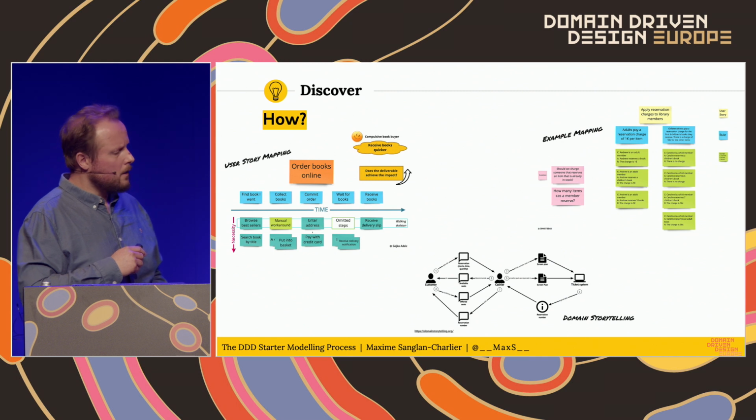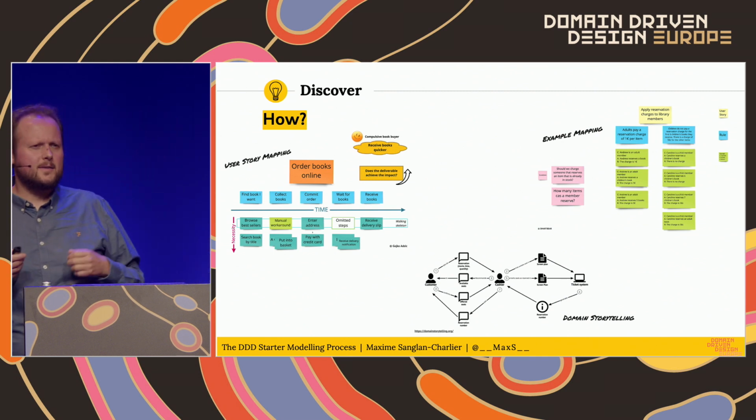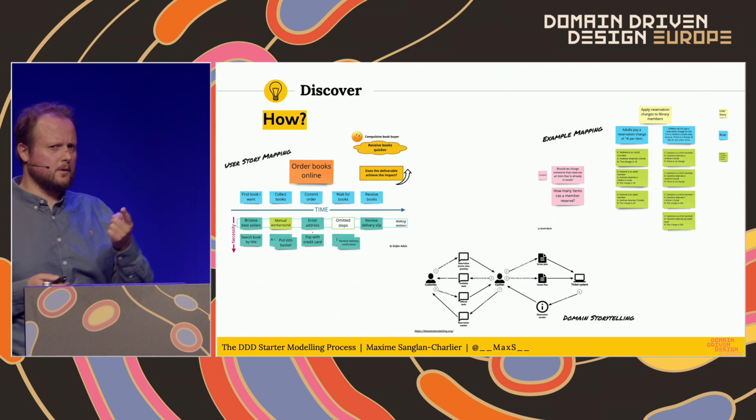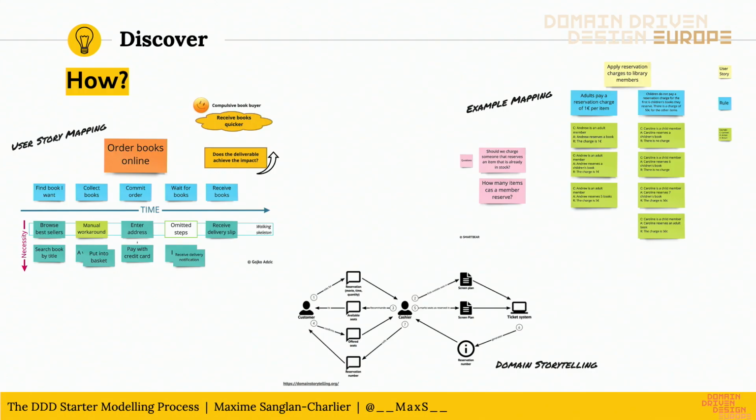The cool thing about the DDD Starter Modeling Process is that it doesn't force you to use one single tool per step. So you have a lot of options, and my number one tool for this discovery phase is Eventstorming, as I said, but there are a lot of other tools you can use. And if your team is more familiar with domain storytelling, well, please continue to use that tool, because it also serves to discover a business domain quite efficiently. And all those tools can be complementary as well. Example mapping works pretty great with Eventstorming, for example.